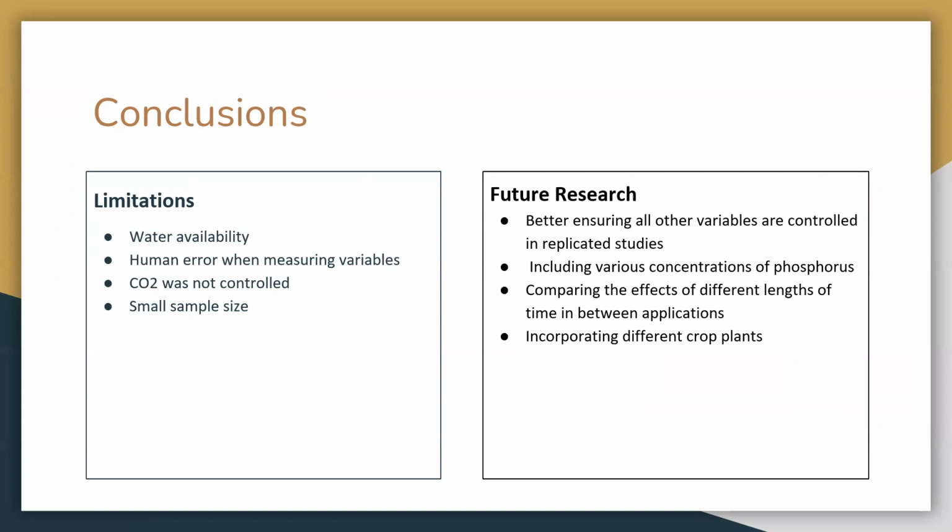Future research would benefit from incorporating various concentrations of phosphorus to determine an ideal range for optimal plant growth in bean seedlings. Determining how often phosphorus solutions should be applied and whether the results are reflected among the other crop plants would provide additional insight into the best use of phosphorus in fertilizer solutions.